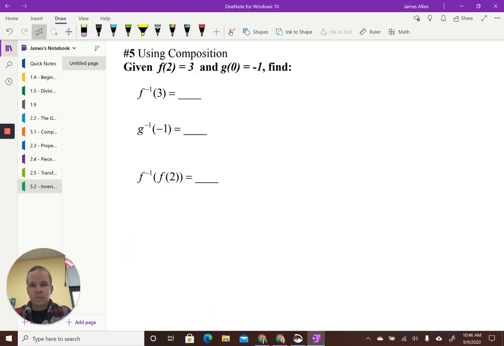I'm moving on. All right, using some compositions here. And I feel like these can be kind of confusing. I was really going to think about them a little bit. I know when I first approached these problems, they can be a little bit troublesome.